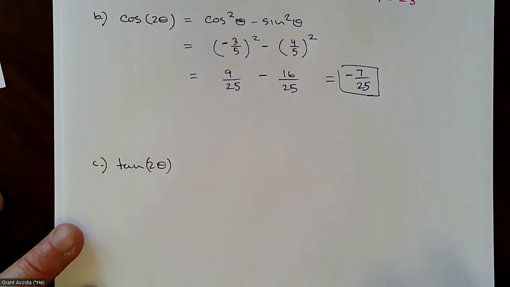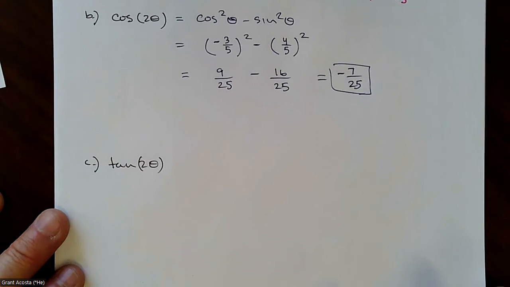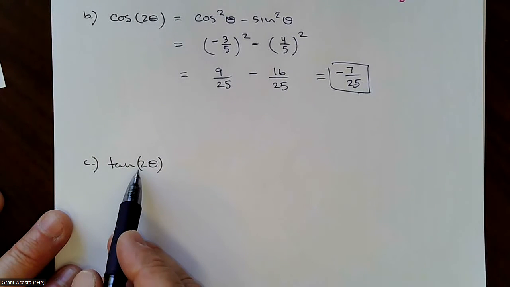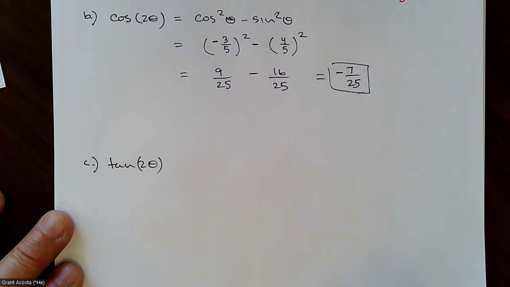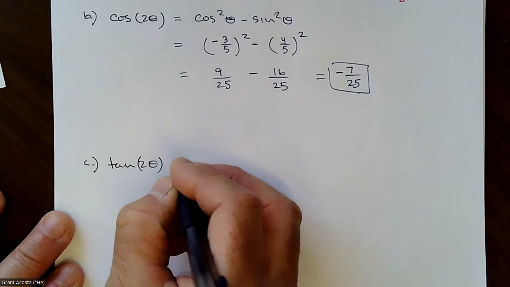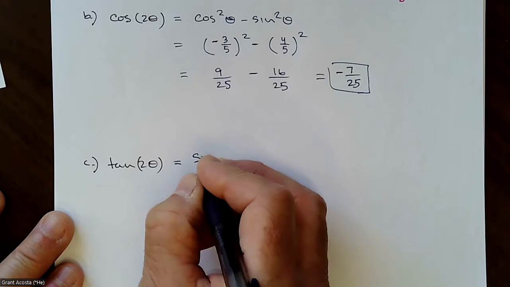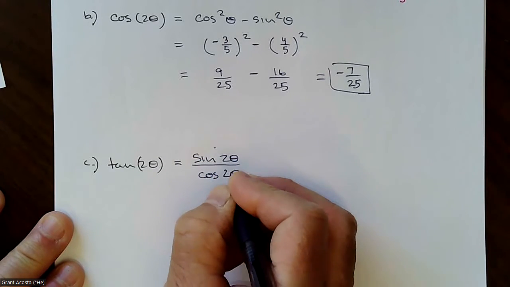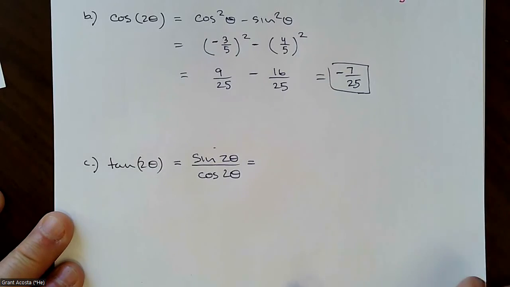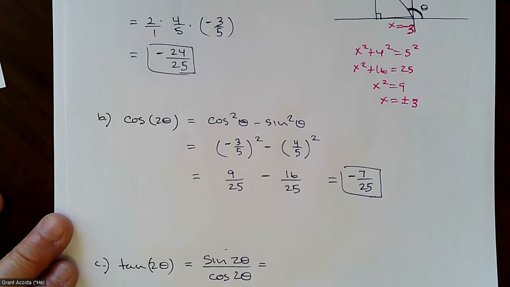Sometimes you'll get asked for the tangent of 2 theta, and I never showed you a double angle identity for tangent of 2 theta, but we don't really need one. Some books will actually derive a formula for tangent of 2 theta, but I feel like it's not really needed, because we know the tangent of 2 theta should be the same as the sine of 2 theta over the cosine of 2 theta, and we have already worked those out in our previous answers.